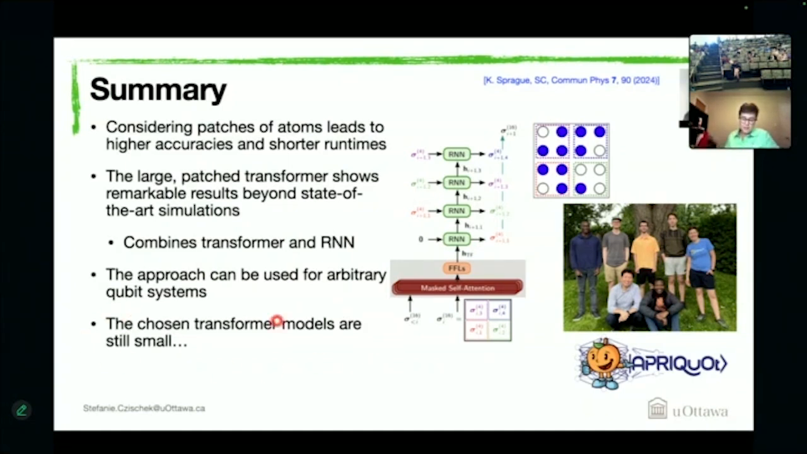And the last point is that the transformer models that we chose, even though they seem pretty large, are actually really small compared to what, for example, ChatGPT is using. And so there's still a lot of potential of increasing the network size and making our model stronger. And this makes it very promising to study quantum many-body systems. And so now we have this really powerful tool, and we're happy to apply it to any systems if you have any ideas, or we can help out with anything in finding ground states of quantum many-body systems.